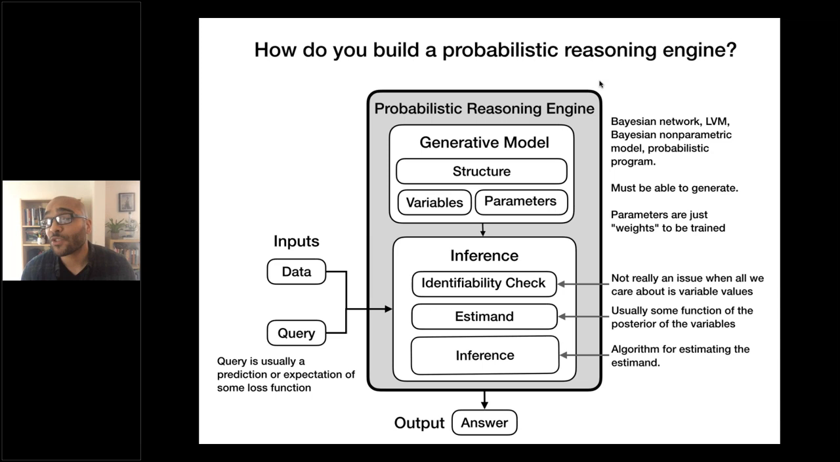And generally in these models, we don't really care about the weights, just like in most of machine learning, we just want to train them so that they can predict well. The query is usually the prediction or expectation of a variable in the system or of some loss function. We don't really care about identifiability as much because if we didn't have the data sufficient to predict some outcome that we're interested in, it's a non-starter. So this tends not to be an issue. Instead of thinking about statistical estimation, we're probably thinking about inference algorithms, say stochastic variational inference, a Gibbs sampler, message passing, something like that.